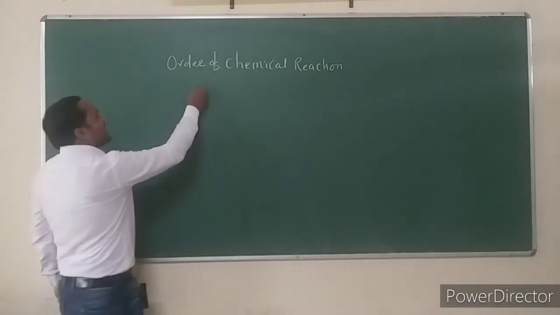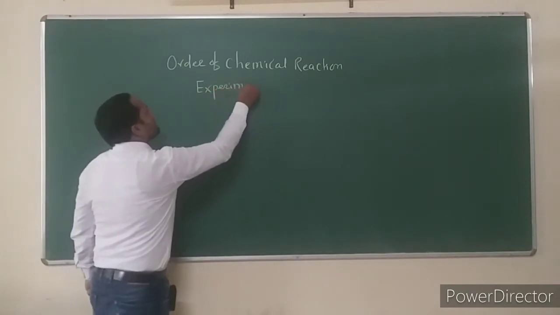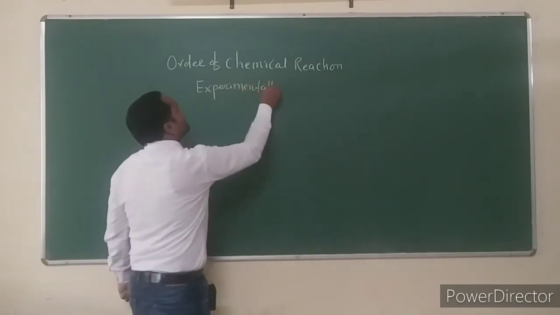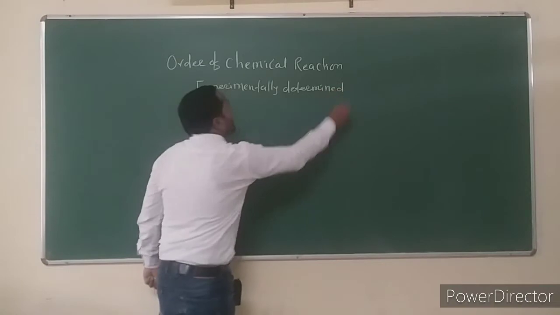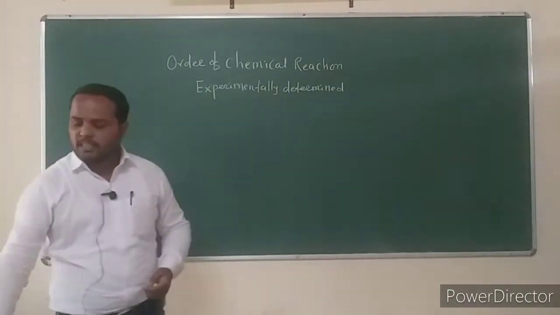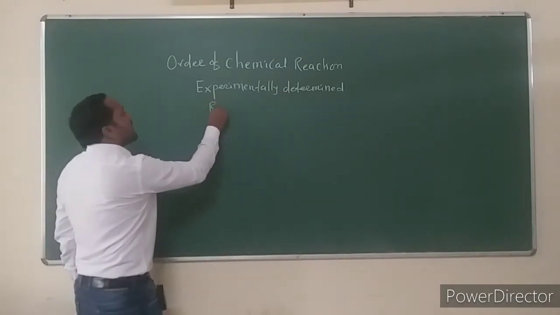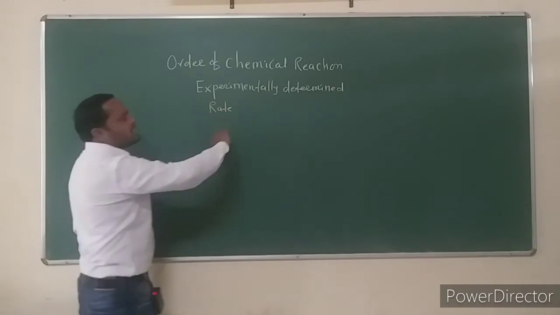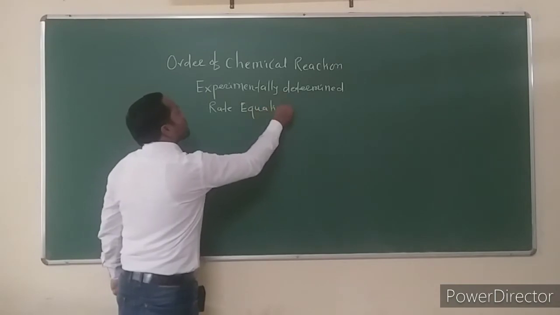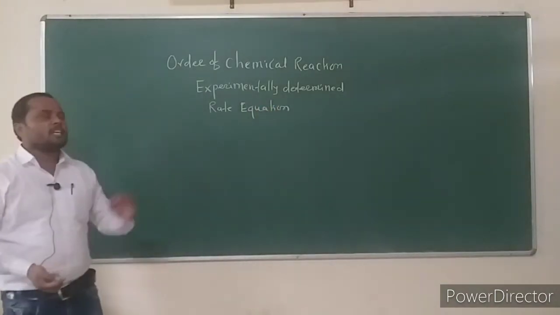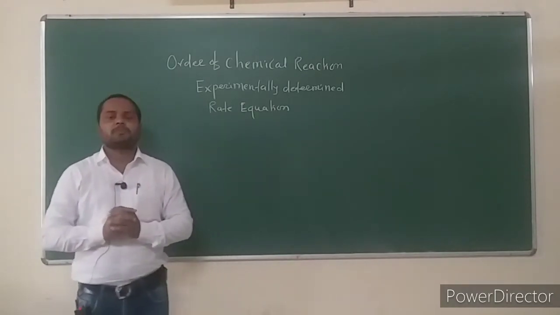The order of chemical reaction is an experimentally determined quantity, and it is obtained from the applicable rate equation or rate law. It is obtained from the rate equation or rate law of the applicable chemical reaction.